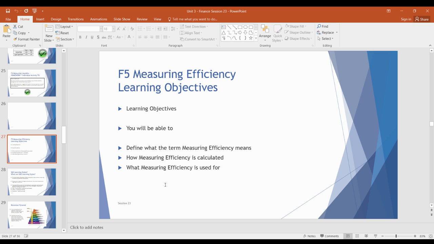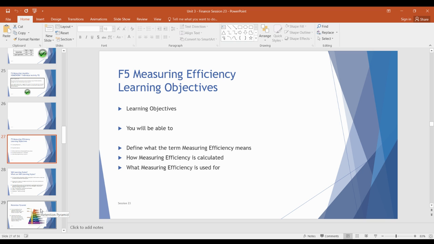So today's learning objectives are to define the term measuring efficiency, how measuring efficiency is calculated, and what measuring efficiency is used for. Those are our three learning objectives in this short session. My video will probably be about 25 to 30 minutes long, but realistically it will take you 30 to 45 minutes to work through, and if you work at it to ensure that all the content comes in, it may take you an hour and a half.